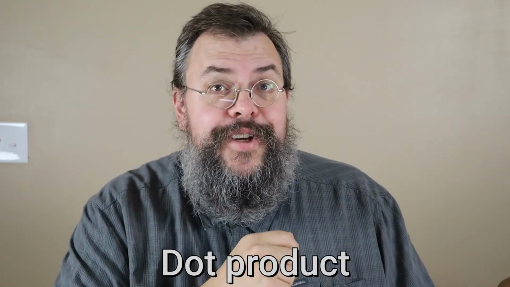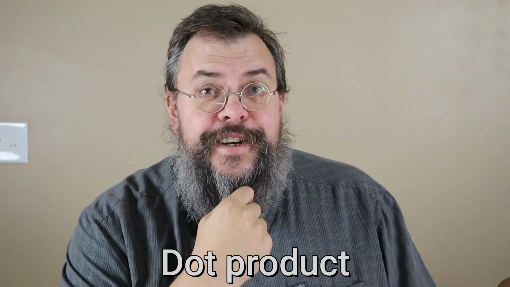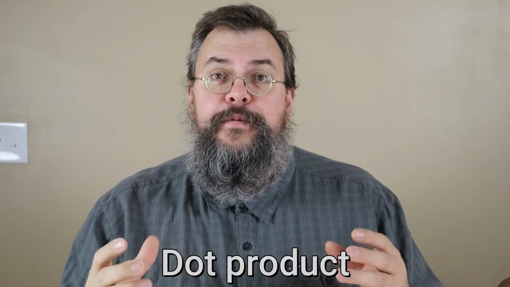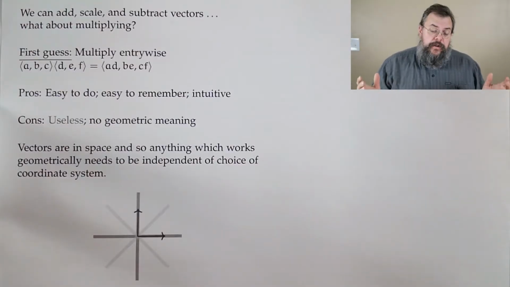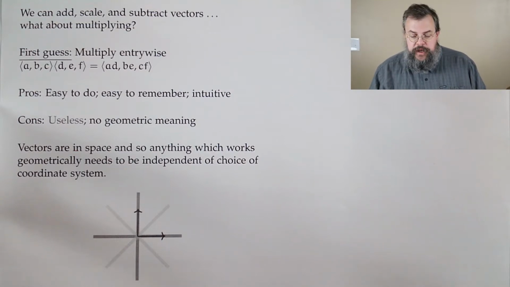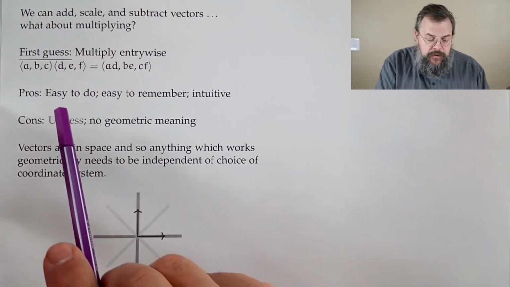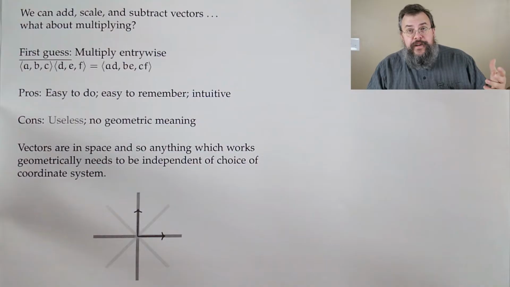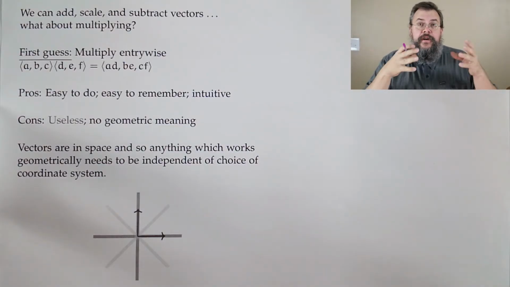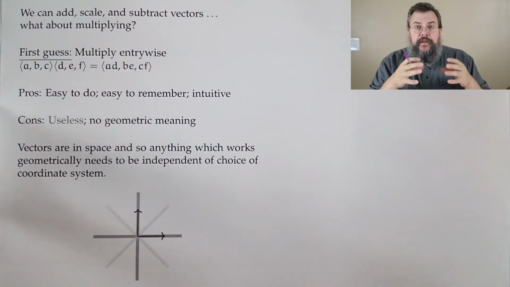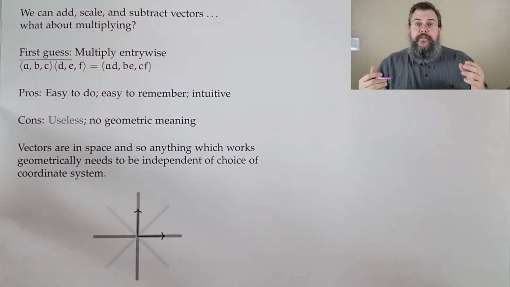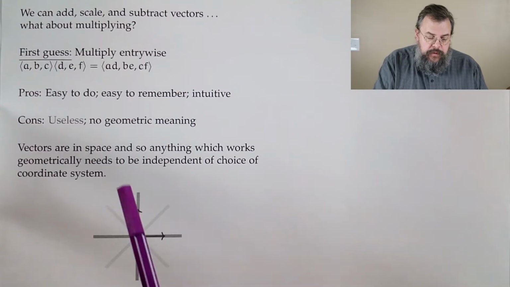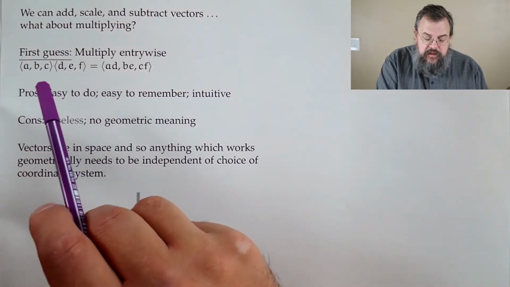But what about a vector times a vector? Wouldn't that be interesting? Well, let's talk about a possible way to approach multiplying vectors together. Now, the intuitive thing to do, if we were going to guess how to multiply vectors, is to say, well, when we add vectors, we add component-wise. So add the first component, add the second component, add the third component, and so forth. Well, why not just multiply entry-wise? In other words, multiply the A and the D, the B and the E, the C and the F.